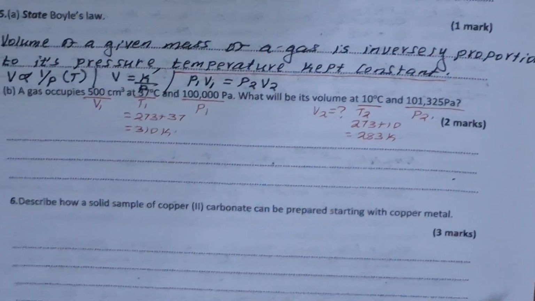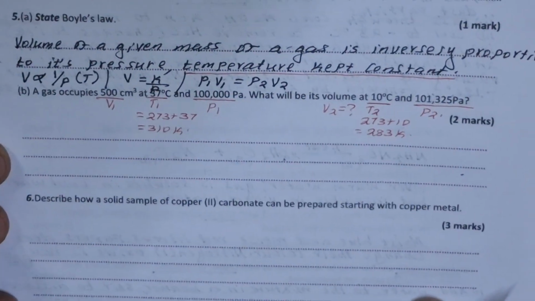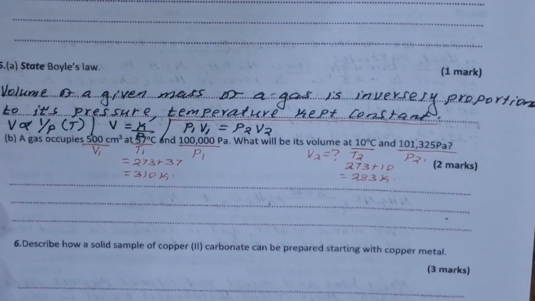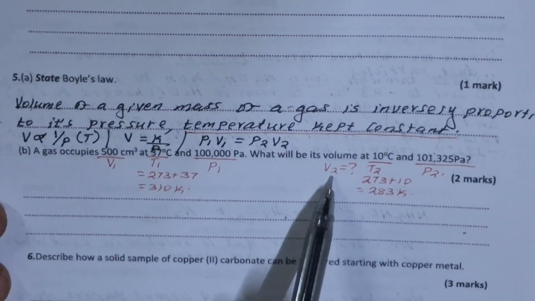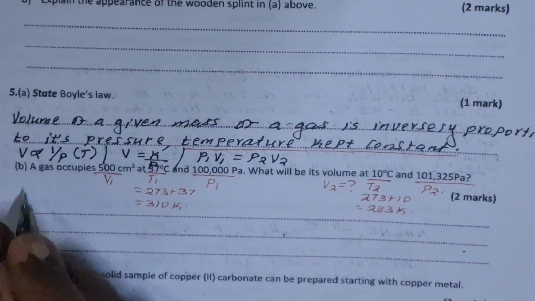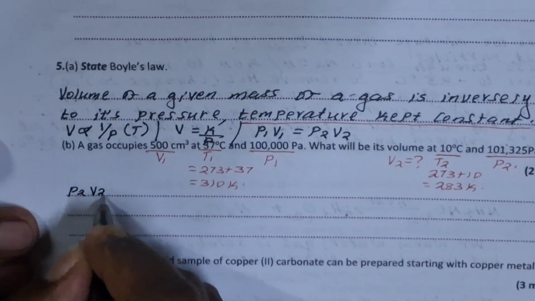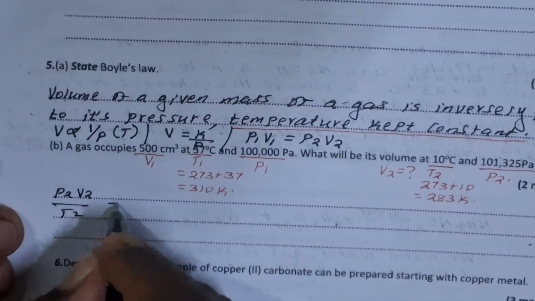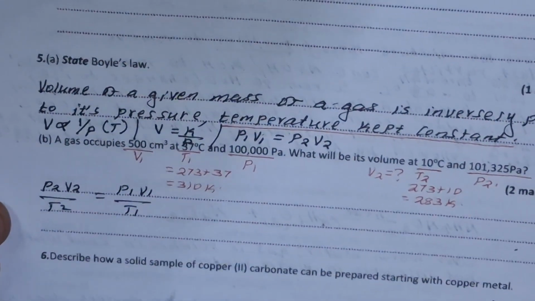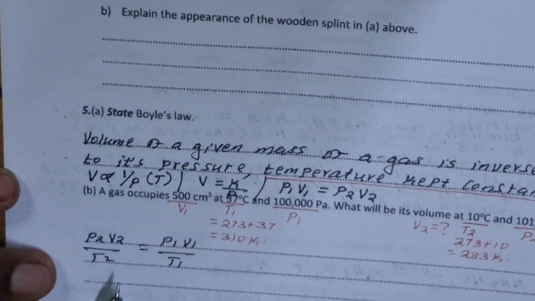I hope you have noted that temperature in our calculation must be in Kelvin scale. You don't operate with temperature in degrees Celsius, you must convert it into Kelvin scale. So we are going to make volume 2 the subject of the formula using the combined gas law. So the combined gas law is like this. Pressure 2, volume 2, divided by temperature 2 is equal to pressure 1, volume 1, divided by temperature 1.